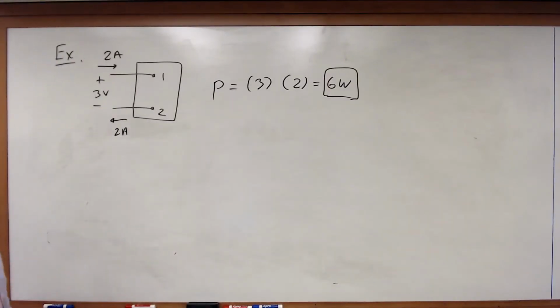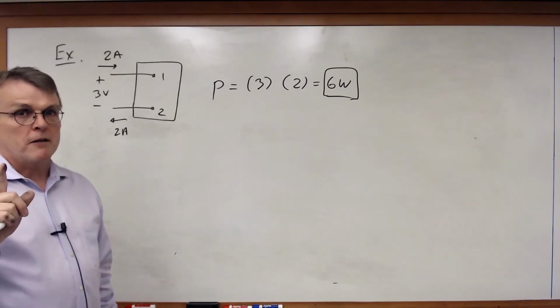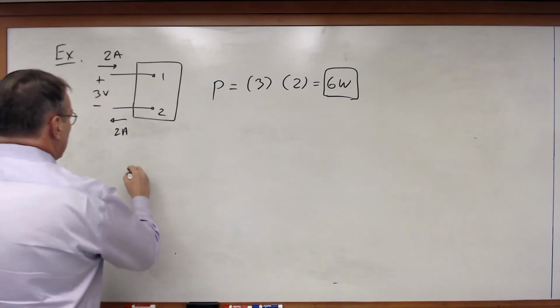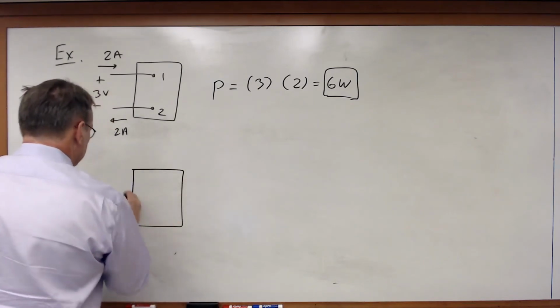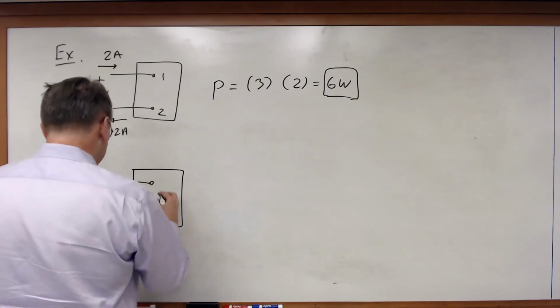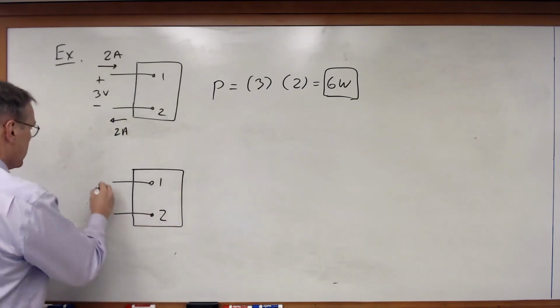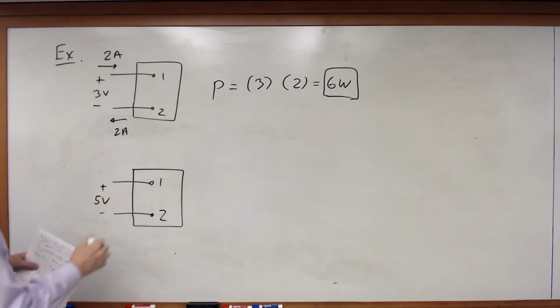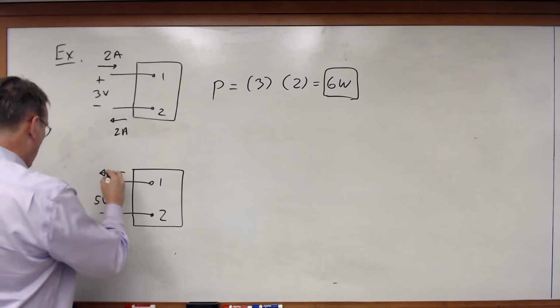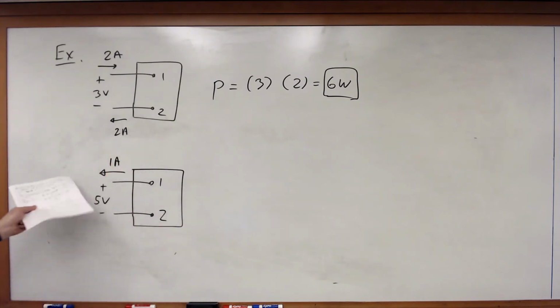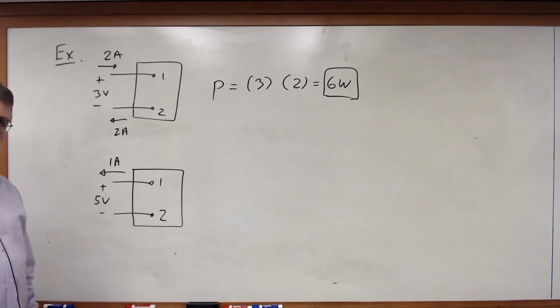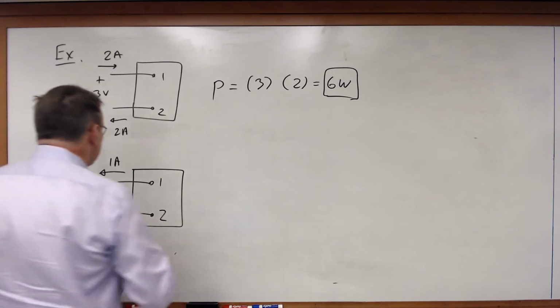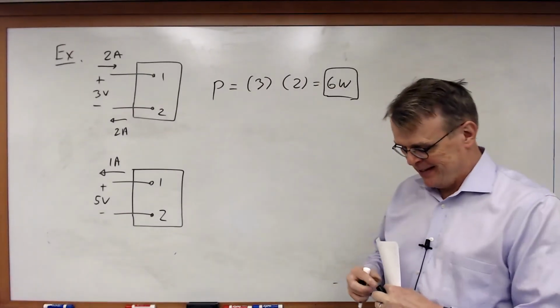Let's draw a circuit element where it's not conforming to the PSC. Let's do this element. In this case, what if you were given 5 volts positive to negative, but the direction of the current was 1 amp flowing out of the positive terminal? You cannot use P is equal to V times I. We're not following the passive sign convention. But fortunately, it's easy to make it follow the passive sign convention. How do we do that?